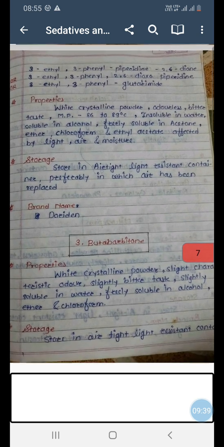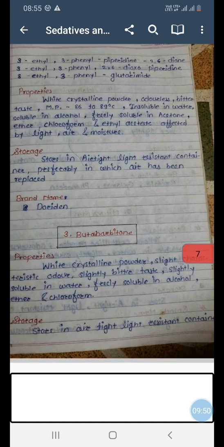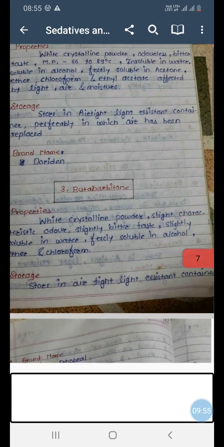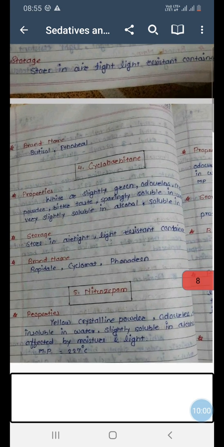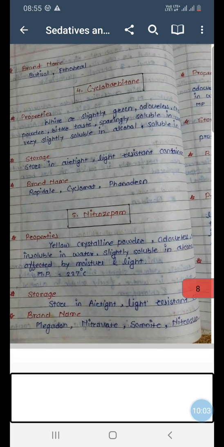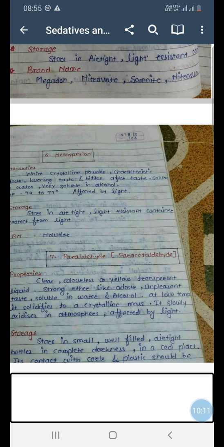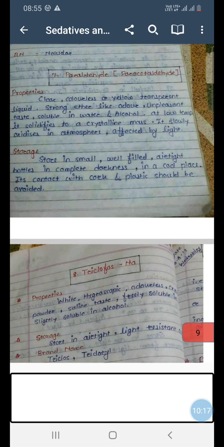Now you will be having only 2 chemical structures in your syllabus under this chapter. For the rest, you only need to go through the properties, storage, brand names, etc. of butabarbitone, then cyclobarbitone, then nitrazepam, then methylprednisolone, then paraldehyde or paracetaldehyde, and triclofos sodium.